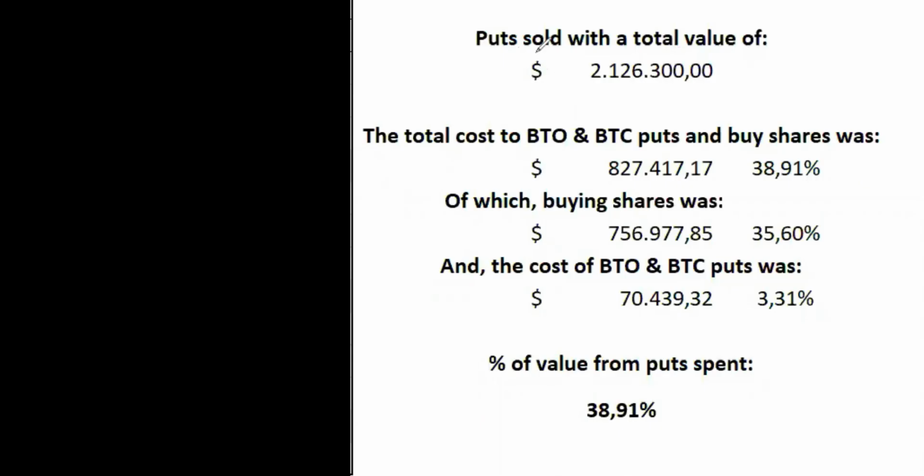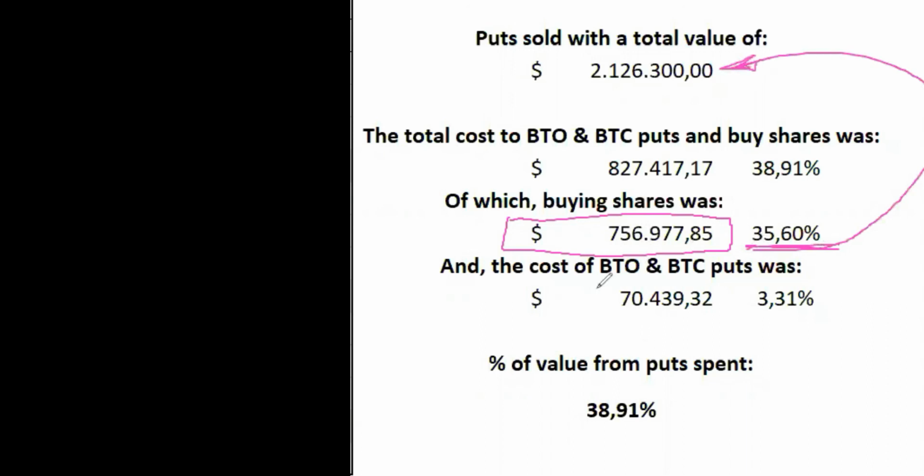Up until now, we have sold puts for a value of 2.1 million, meaning that if all the puts had been assigned to us, we would have needed 2.1 million to buy all those shares. In reality, what happens is that not all those shares get put to us. Some are pushed forward, some are accepted, and some expire worthless. The amount of money that we have invested so far in buying the shares, in allowing the puts being put to us, is 756,000, which is 35% of this total amount here.